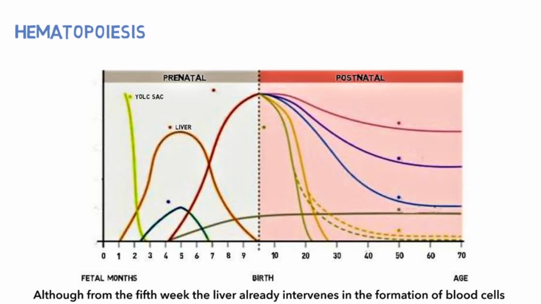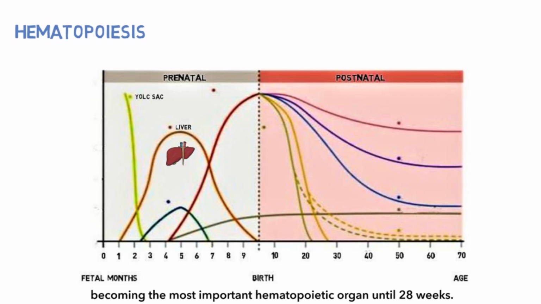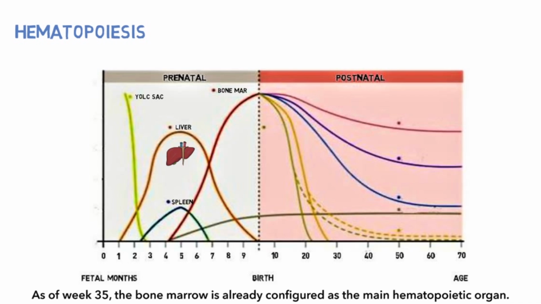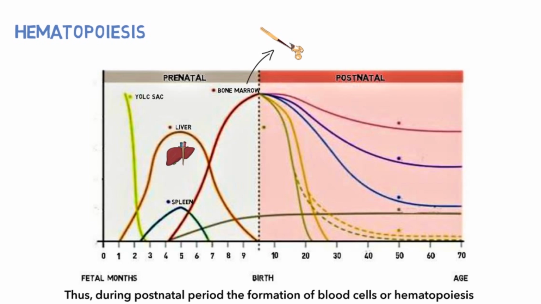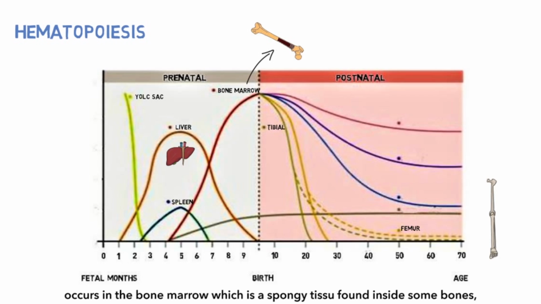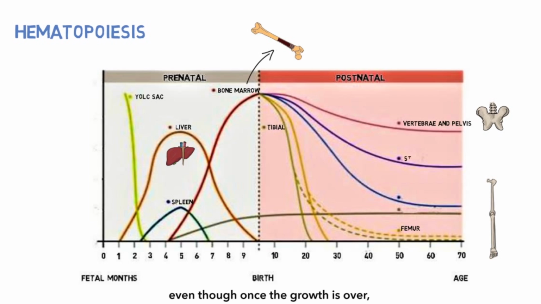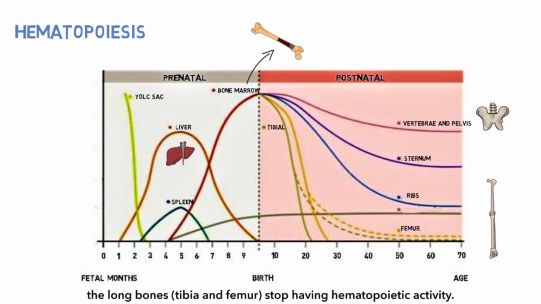Although, from the 5th week, the liver already intervenes in the formation of blood cells, becoming the most important hematopoietic organ until 28 weeks. During this period, the spleen also intervenes in hematopoiesis, although to a lesser degree. As of week 35, the bone marrow is already configured as the main hematopoietic organ. Thus, during postnatal periods, the formation of blood cells, or hematopoiesis, occurs in the bone marrow, which is a spongy tissue found in spongy bones, mainly in the tibia, femur, vertebrae and pelvis, sternum and ribs, even though once growth is over, the long bones, that are the tibia and femur, stop having hematopoietic activity.